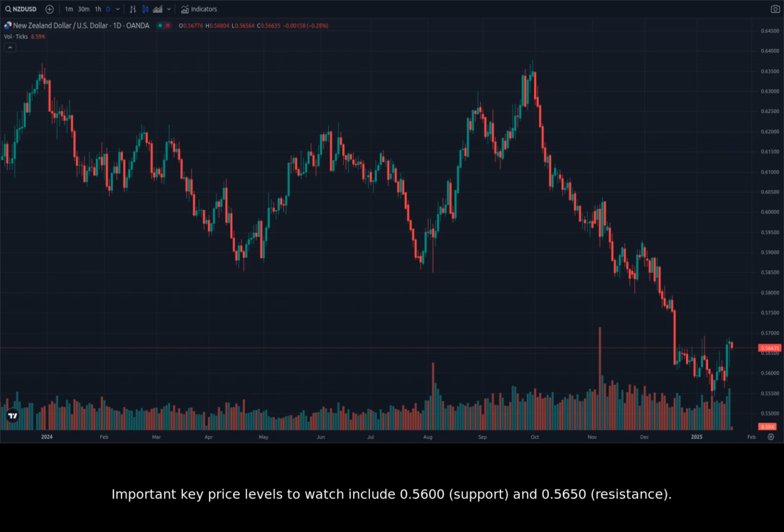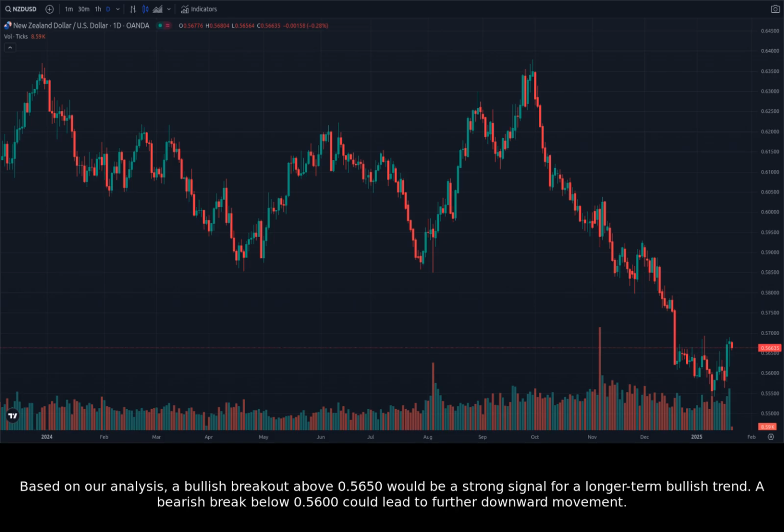and 0.5650 resistance. Based on our analysis, a bullish breakout above 0.5650 would be a strong signal for a longer-term bullish trend. A bearish break below 0.5600 could lead to further downward movement.